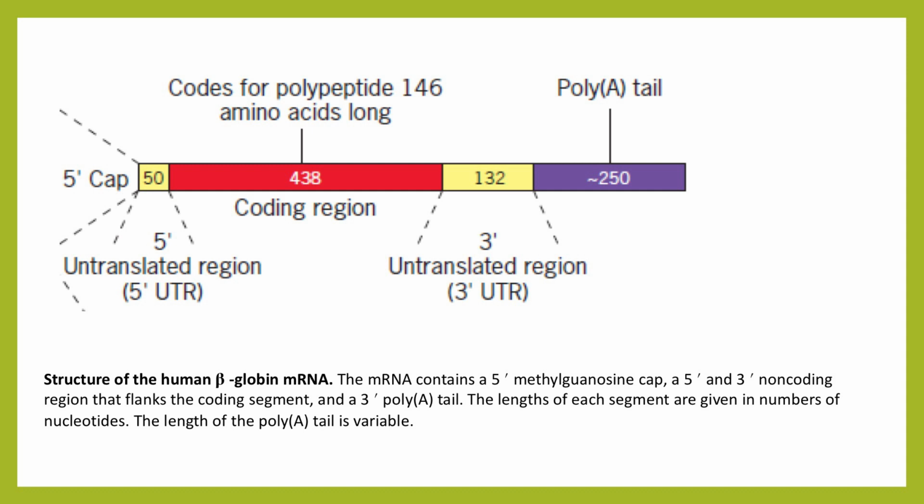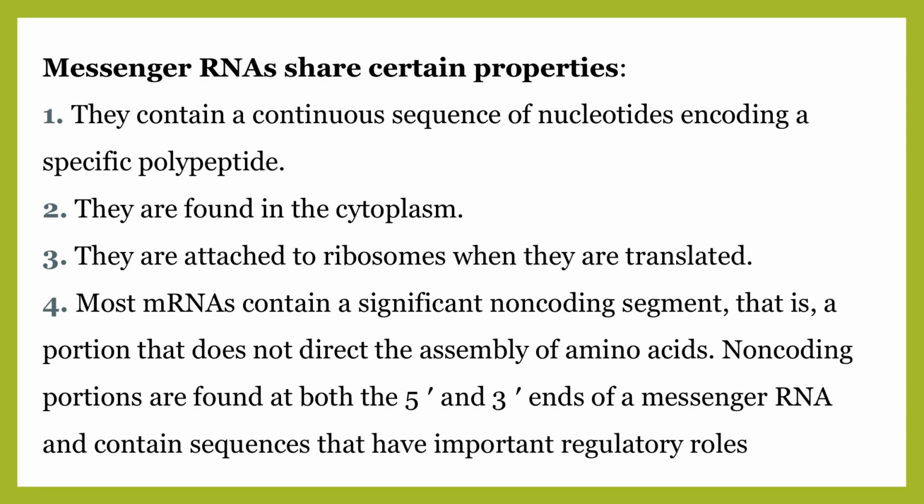As the name suggests, it is not translated, rather it has a ribosome binding site. So, during protein synthesis, a ribosome sits in this ribosome binding site and then it starts protein synthesis. And at the 3' end of this coding sequence, there is a 3' untranslated region. So, both the 5' untranslated region and the 3' untranslated region have regulatory roles. This poly-A tail is variable.